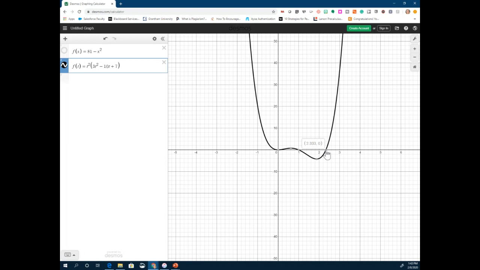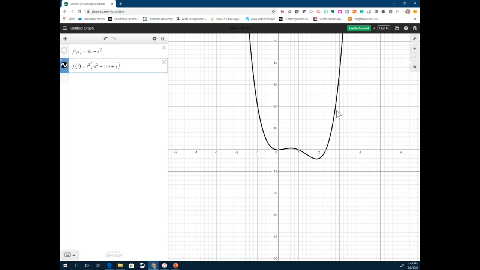Now, because 0 showed up twice, I said that it bounces. And you can see that when it goes to 0, it bounced back up. It didn't cross that one. But 1 and 7/3 were odd multiplicity, so it did go through those and cross the x-axis.